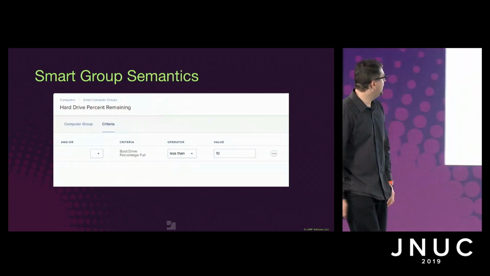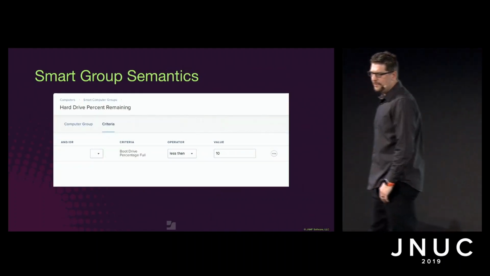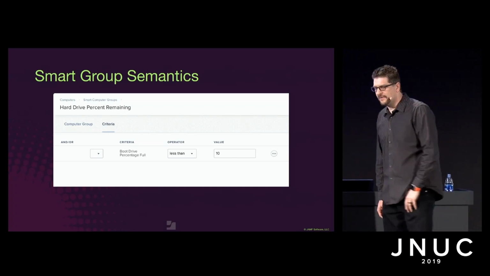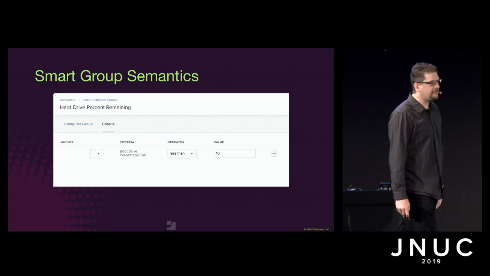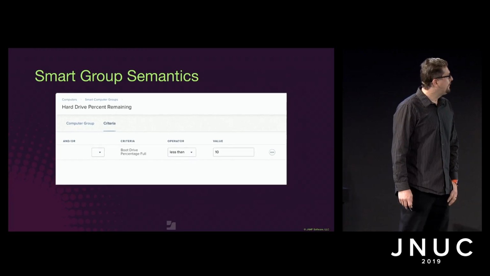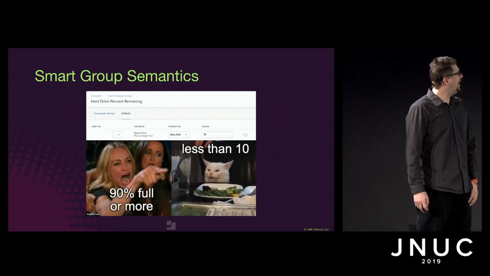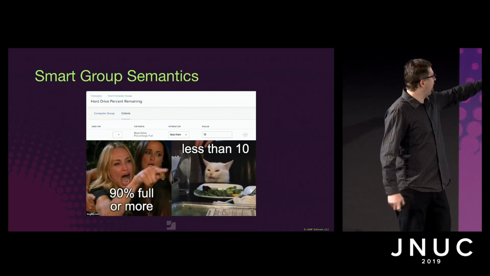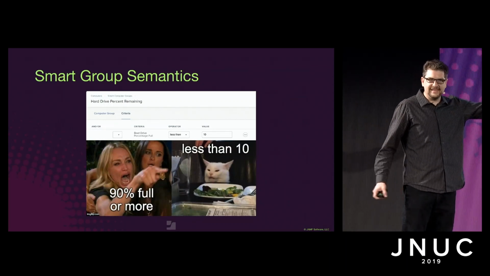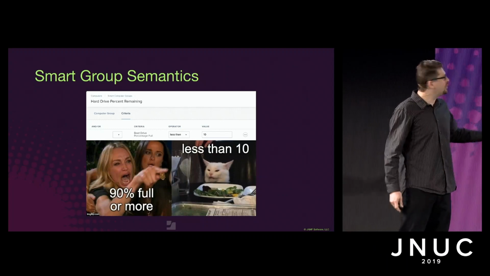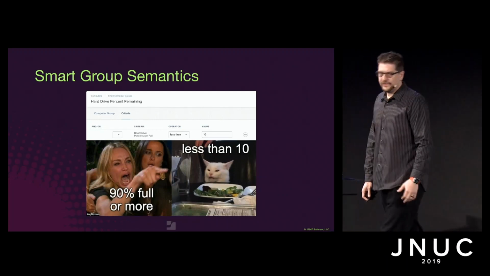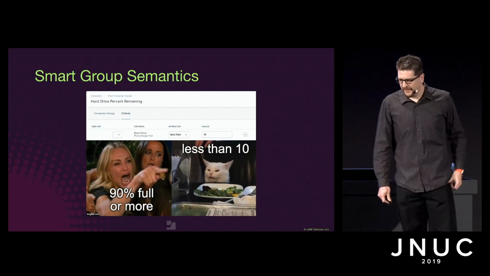Here's a fun one. I don't know if you guys can figure this one out. Boot drive % remaining. Not a great name, but will it show us max with 90% full, or will it show less than? A lot of times, they're like, well, it's % full, right? So we'd be like 90 and above. No, it's going to show you drives with less than 10% full, like basically empty hard drives. It's a useless group, but I've seen it in production.